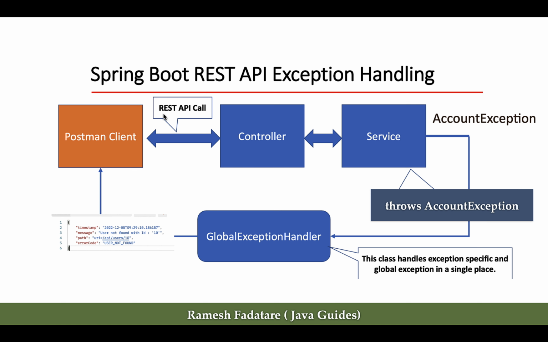Whenever the client sends a request, the controller will process that request and forward it to the service. The service will validate the request. If there are any issues, it will throw the exception, and the global exception handler will catch that exception. It will prepare the error response and send that error response back to the client. So this is the simple flow.